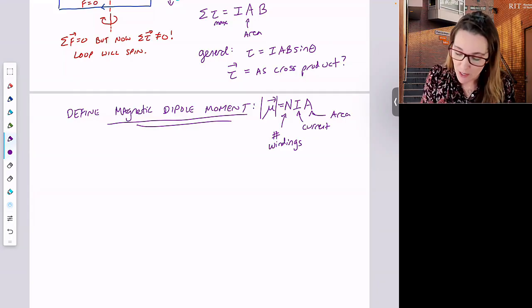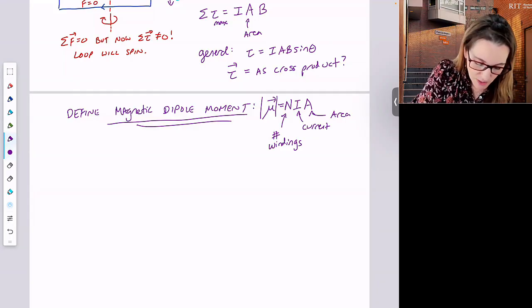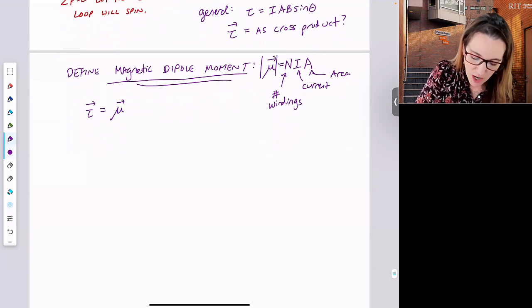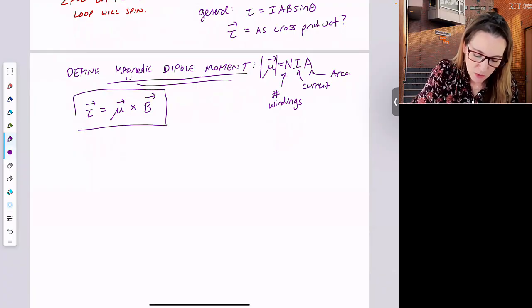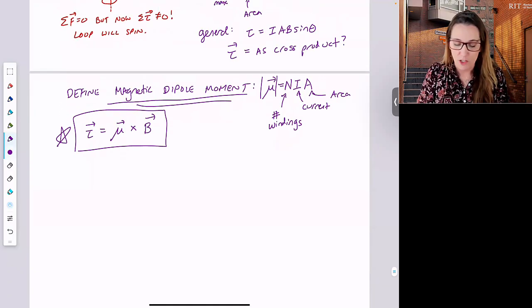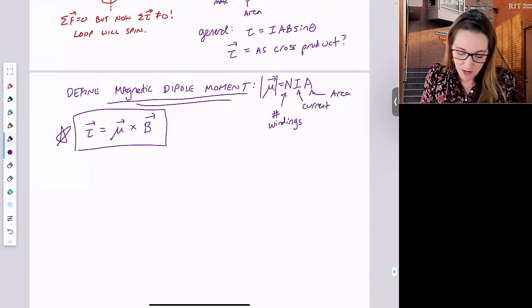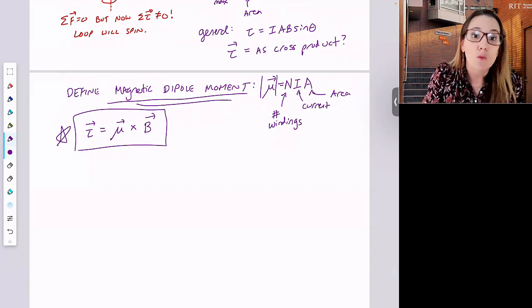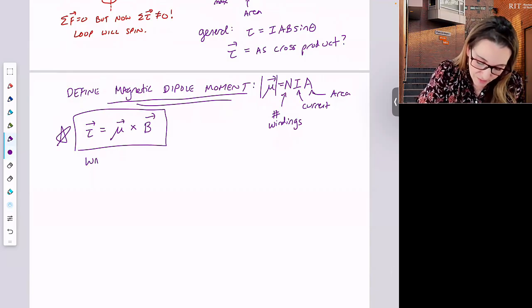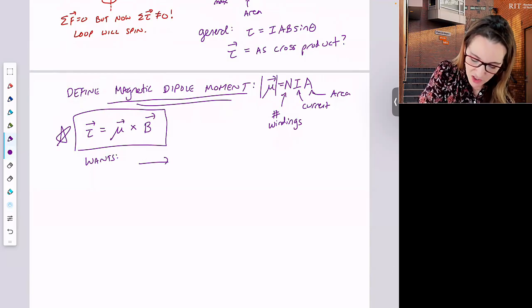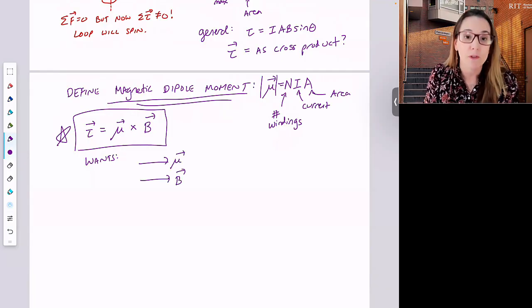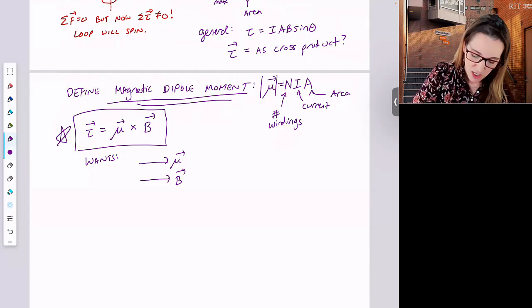I'll talk about the direction in a second, but now what we can write is my torque as, in a direct analogy to my electric dipole, the torque is mu cross B. So this here is our derivation of the torque for a magnetic dipole. It wants to rotate to have mu line up with B. So it wants to have that configuration again.